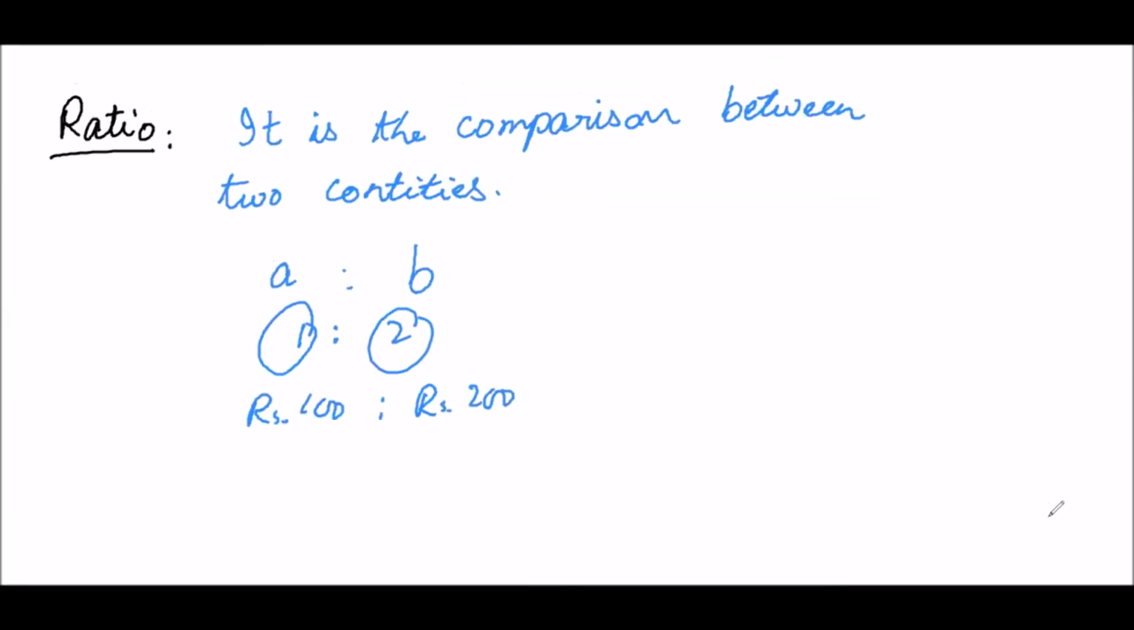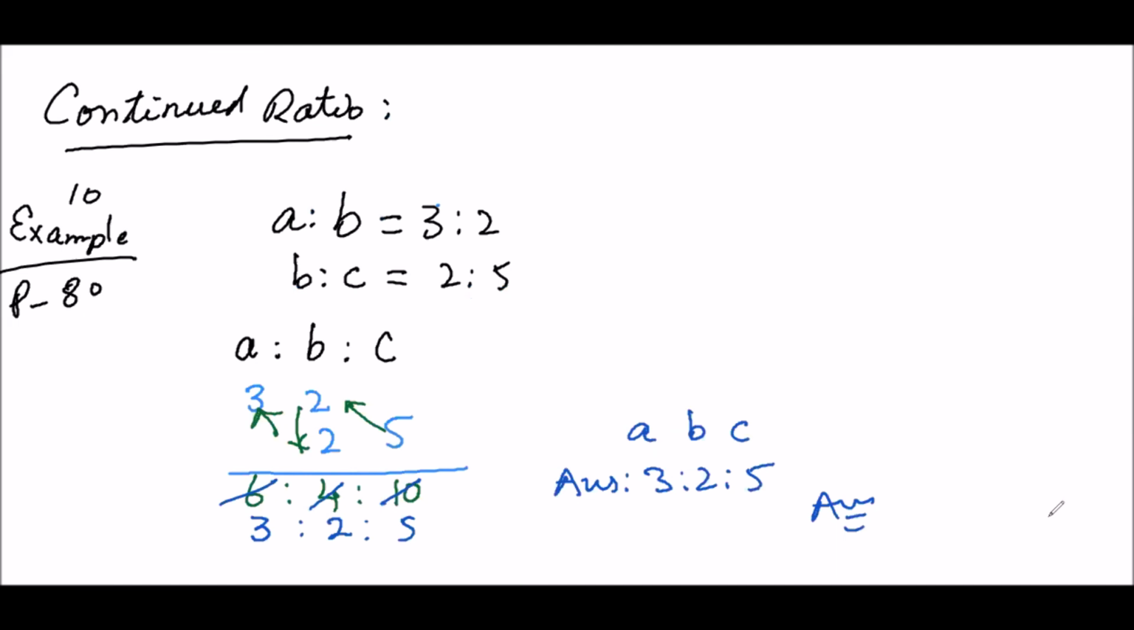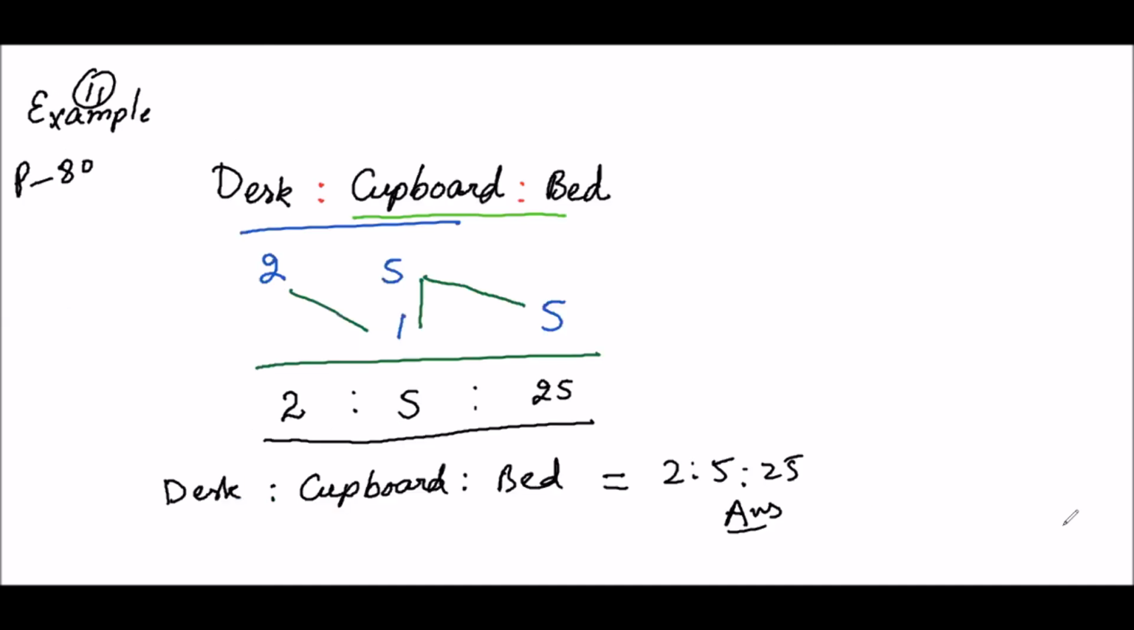First of all, you must know the ratio. It is the comparison between two quantities A and B or anything else. Now continued ratio is the ratio if there are many ratios and we want to calculate, then it is called continued ratio. Now here ratio between AB and BC. In this question we used this continued ratio to find out the solution of a problem that desk and cupboard and bed has ratios, and we solved continued ratio.